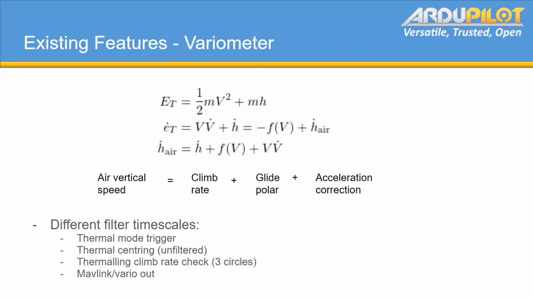And this estimate can be used for various purposes, and there's various filters with different timescales for different types of decision making. So it can be used to decide when to stop and thermal. It can be used for actually adjusting the flight path within that thermal to better harness energy. And then it can be used for decision making as to when to give up and leave a thermal.